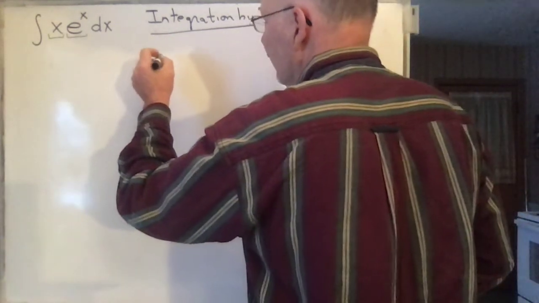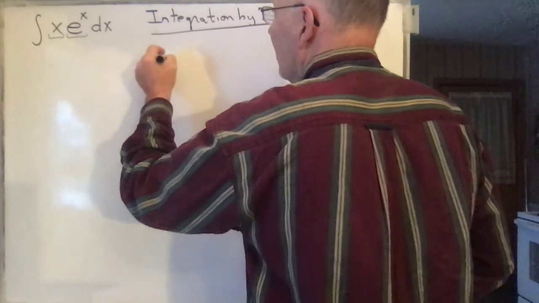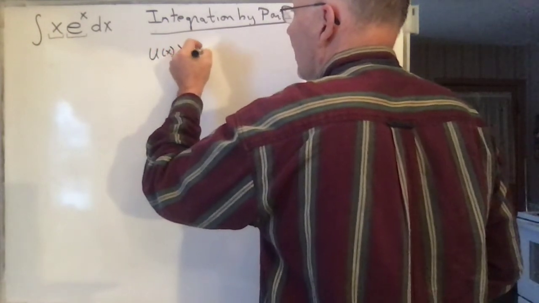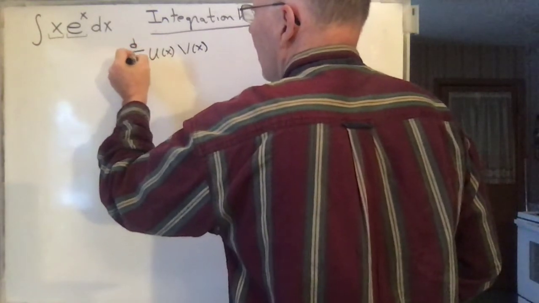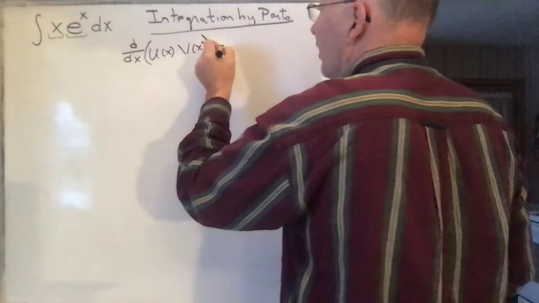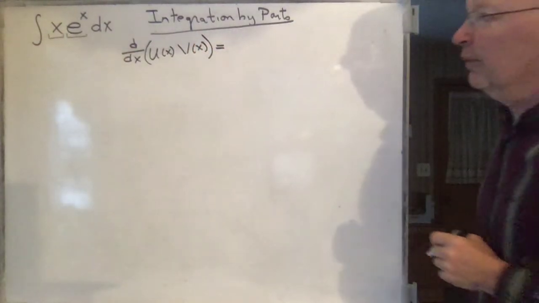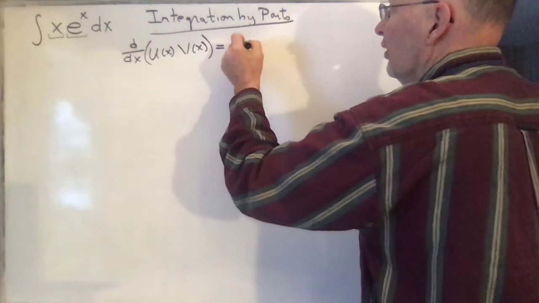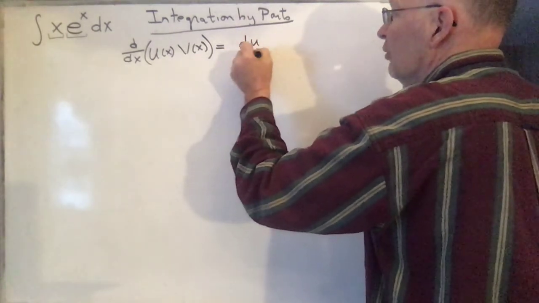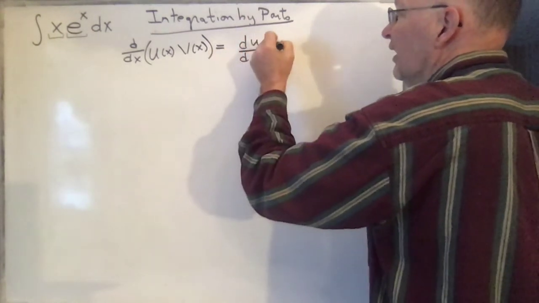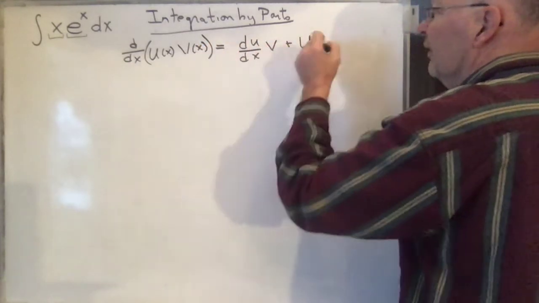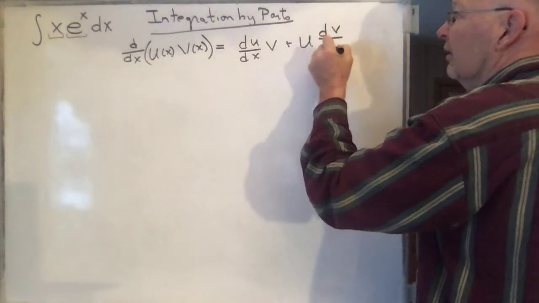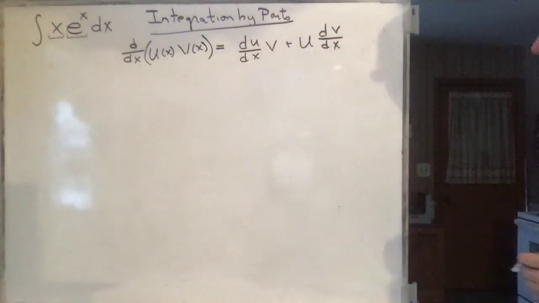So suppose you have two functions, u of x and v of x, and suppose we take the derivative of that product. Well, you know how to take the derivative. What's the derivative of the product? It's the derivative of the first, du dx times v, plus u times the derivative of the second, which is dv dx.